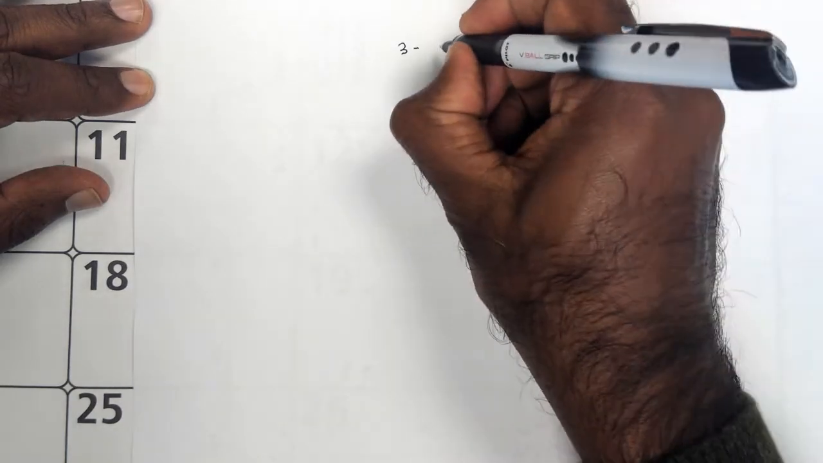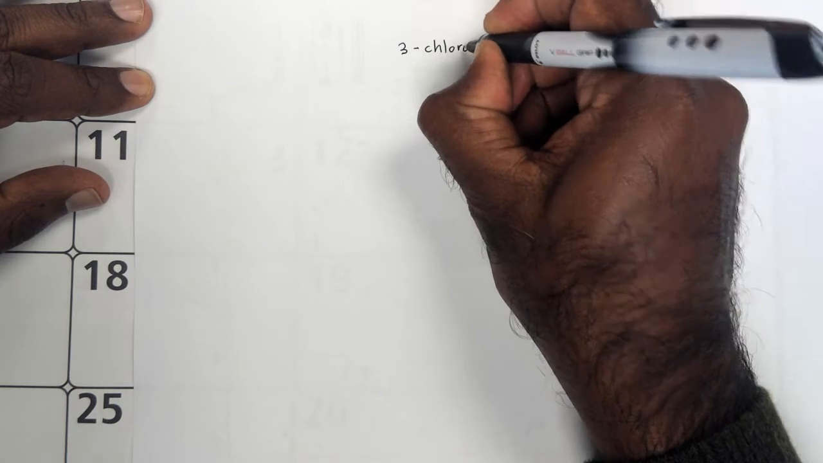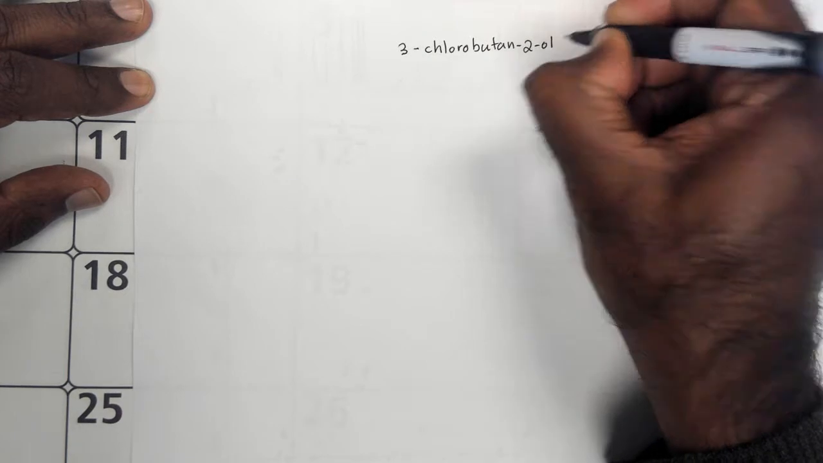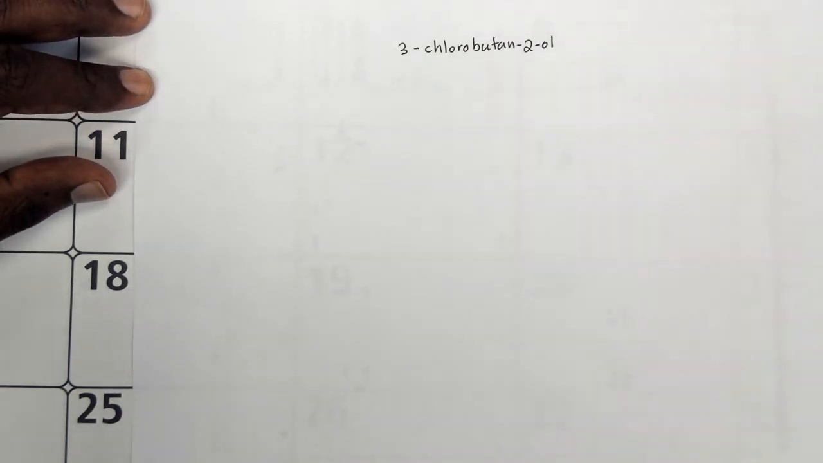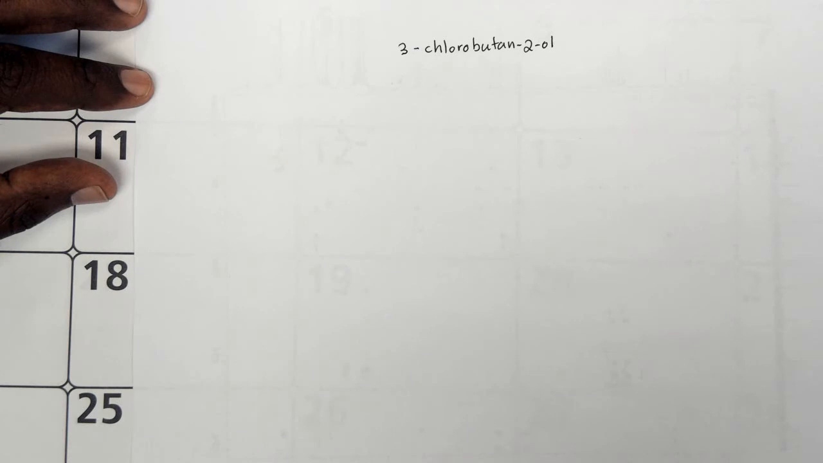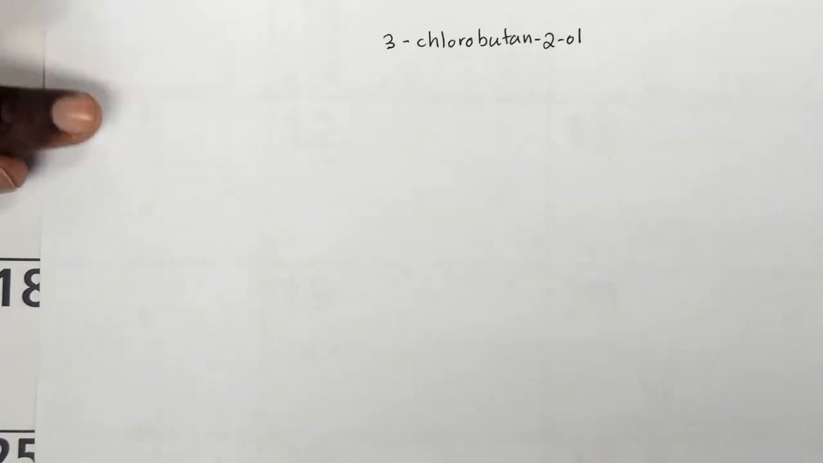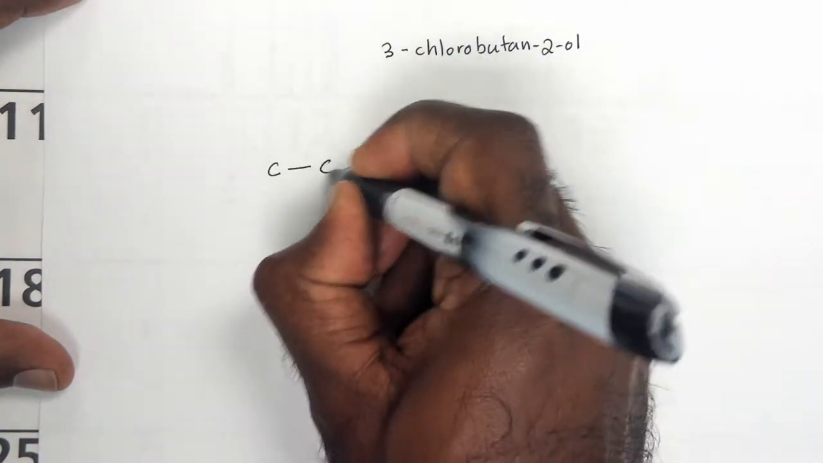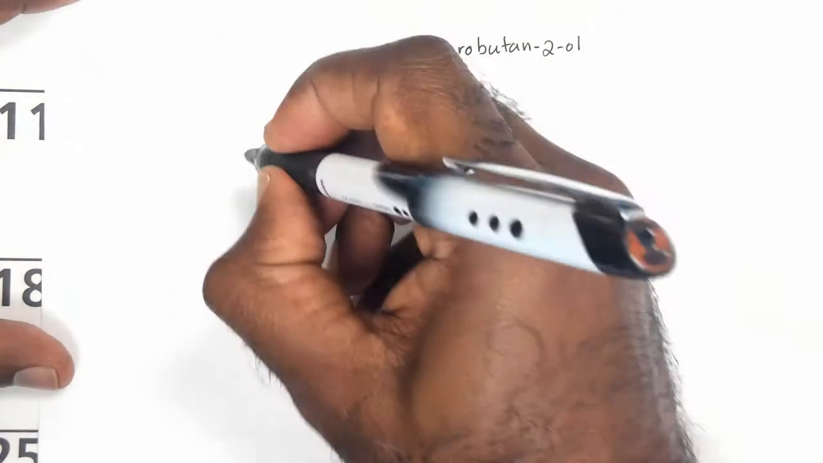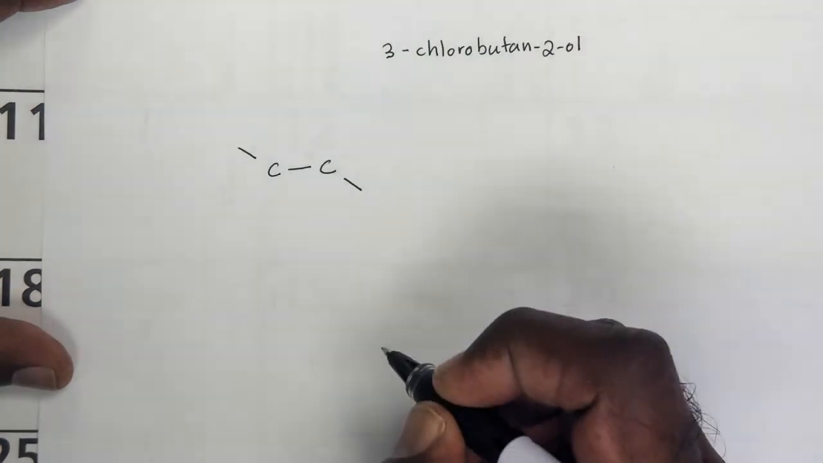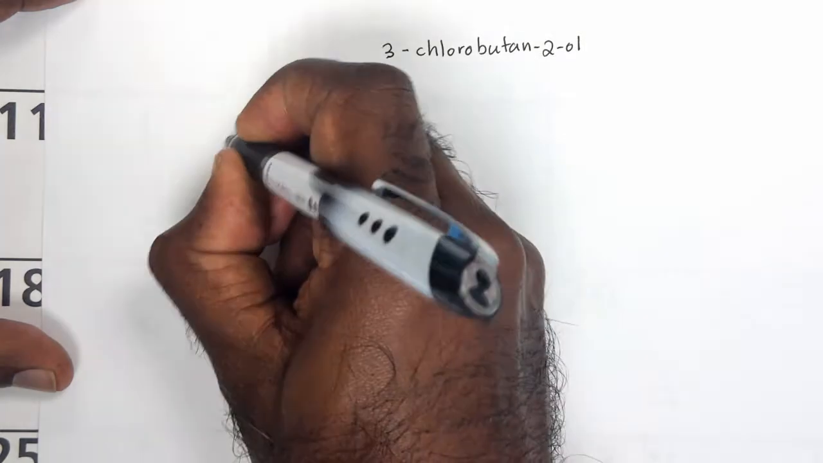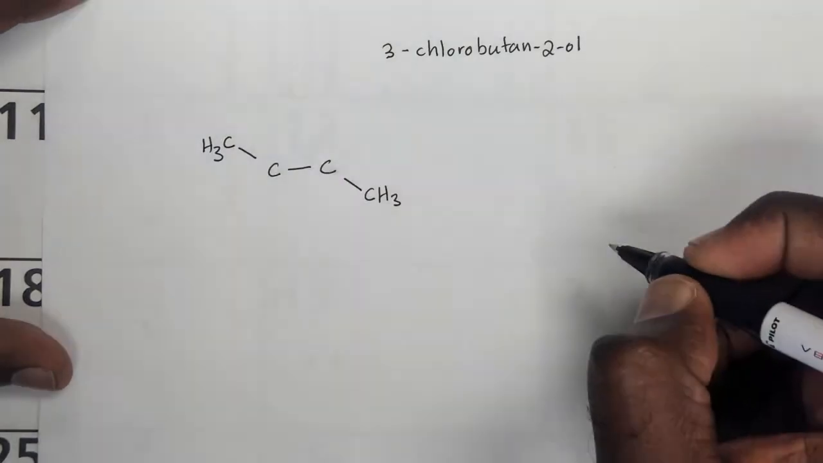So if you look at 3-chlorobutan-2-ol, let's zoom this a bit. And we can start drawing that. 3-chlorobutan-2-ol has two carbon atoms in the center and two on the periphery, and I'm going to draw a methyl group on this side and another methyl group that side.